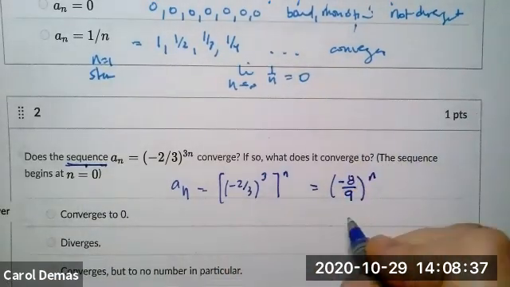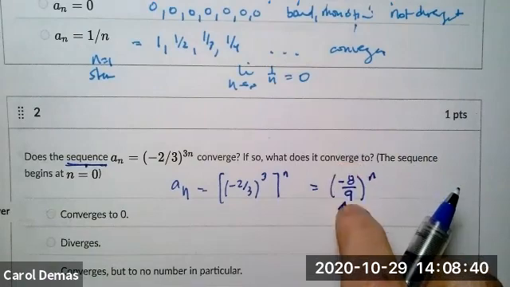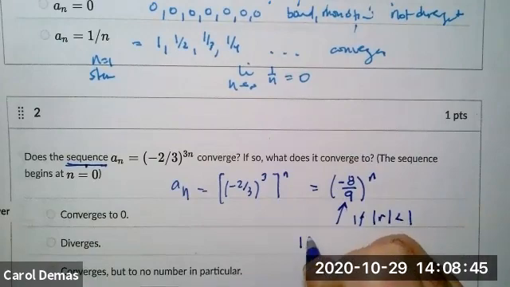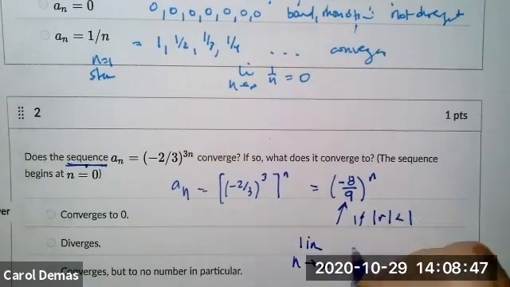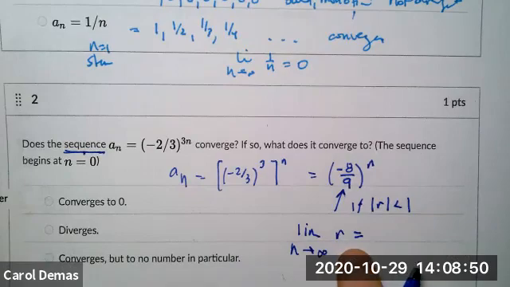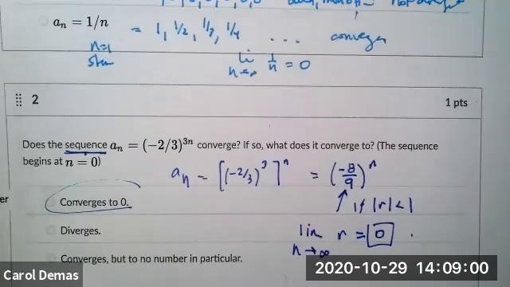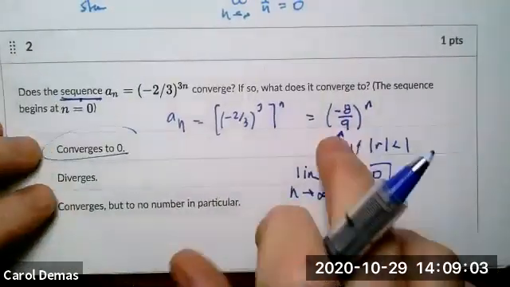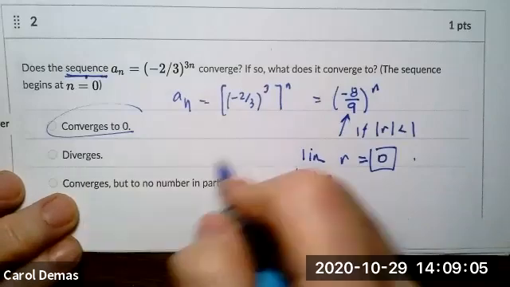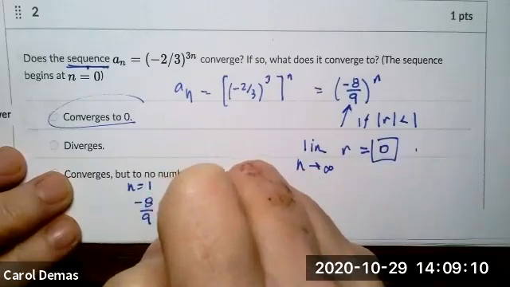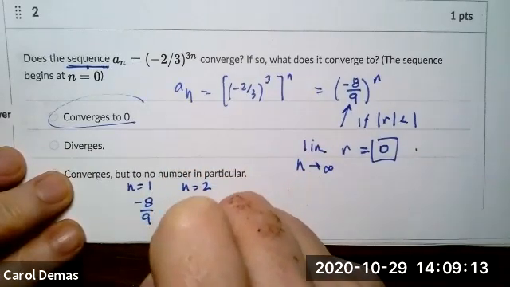Okay, what do we know about a sequence when this ratio is less than 1? The limit as n goes to infinity will be what? Anybody know if this ratio is less than 1? 0? Yes, it goes to 0. So this one converges to 0. Okay, you can prove that to yourself pretty easily. If you can't remember, when n is equal to 1, we have negative 8/9. When n is equal to 2, we'll have 64/81.